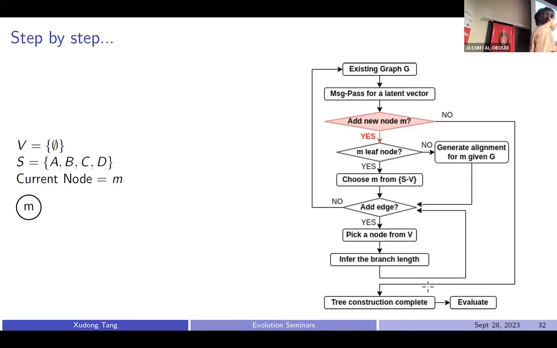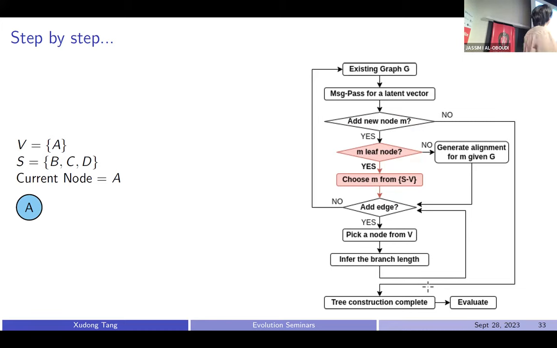Let's suppose the model says yes. In this case, we add a new node, we call it M. We know nothing about this node. It's just a new node in the graph. No sequence alignment associated, no topology associated. Now, with another neural network, we ask the model, is this new node a leaf node? Let's say the model answers yes.